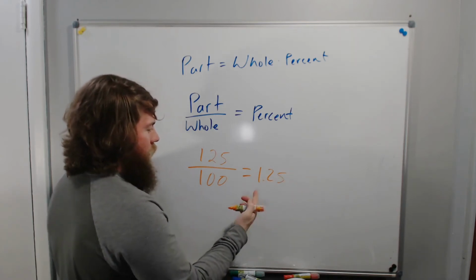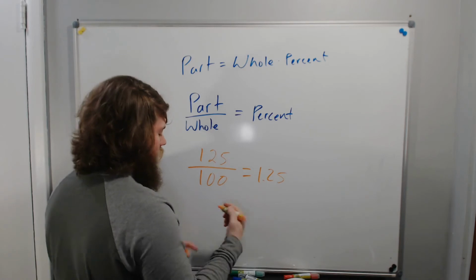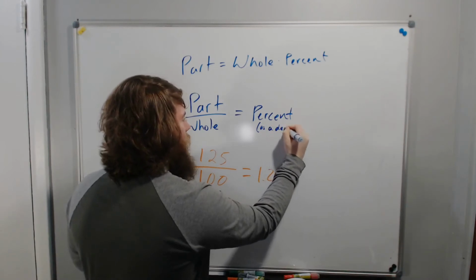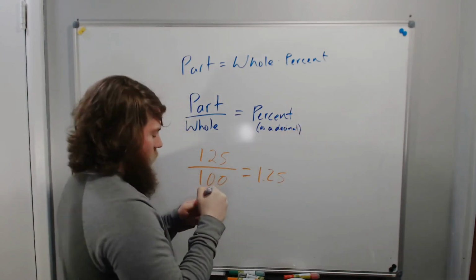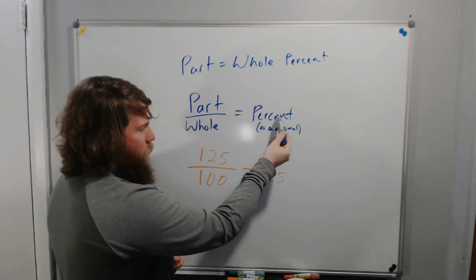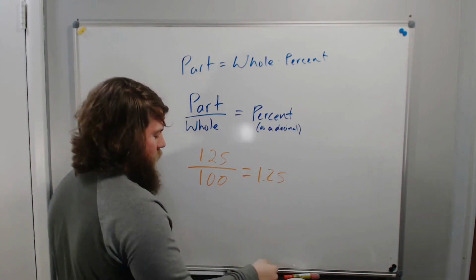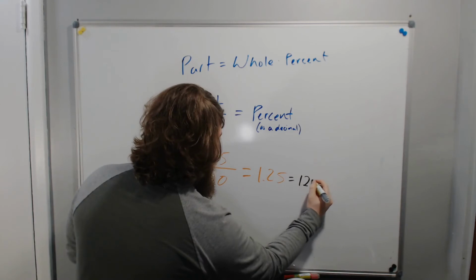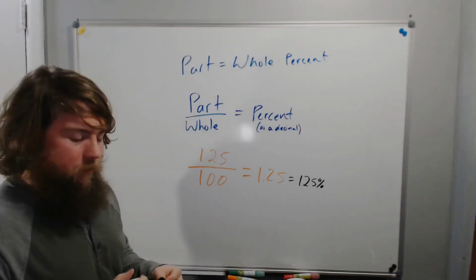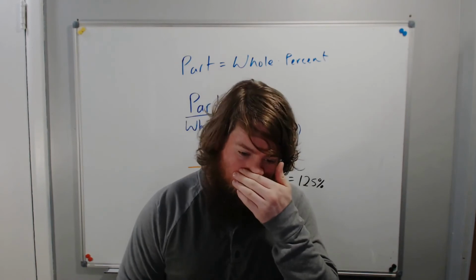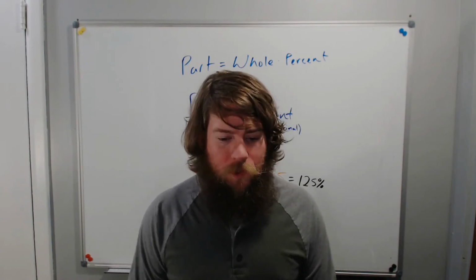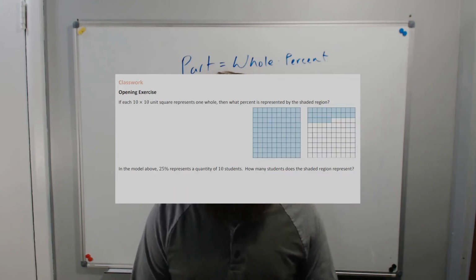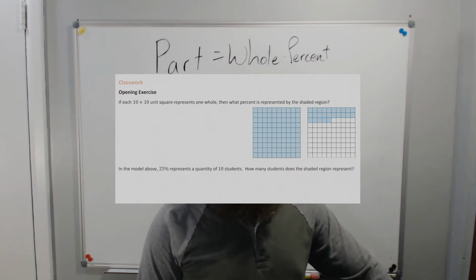All right? And now to turn that into a percent, you know what? I should say, as a decimal, because it actually gives us the percent in decimal form. And to get the actual percent, we need to multiply by 100. So that gives us 125%. So there are a bunch of different ways to do this one, but I think that one was the most straightforward. The second part says, in the model above, 25% represents a quantity of 10 students. How many students does the shaded region represent?